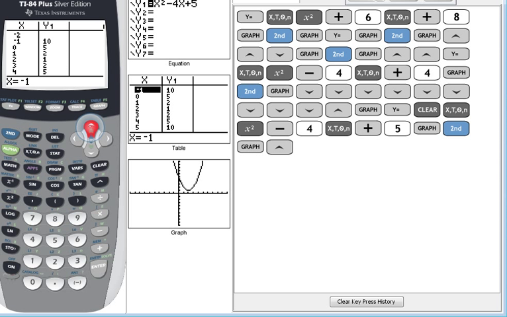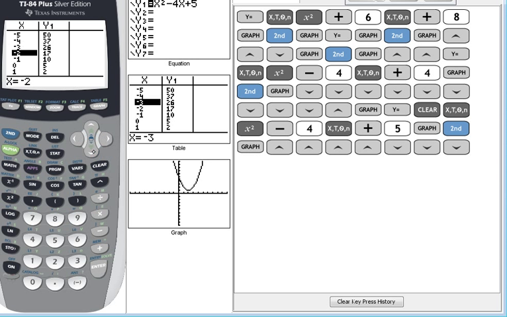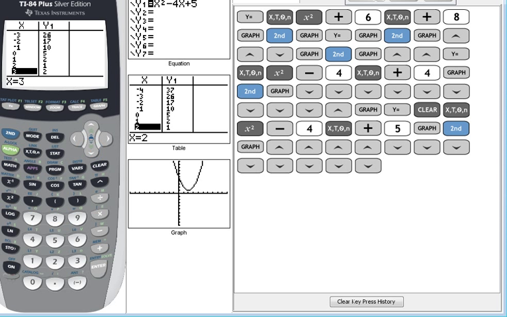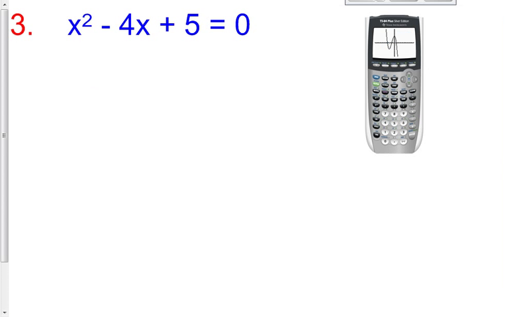Our table. Okay, it starts very high, so 50, it's getting lower: 37, 26, 17, 10, 5, 2. It gets lower and lower, 1, and then it pops back up again. So now we're getting higher and higher. As you can see, I never get a 0 over here. That's never going to happen on this function. So for our answer, we put, there are no real roots.